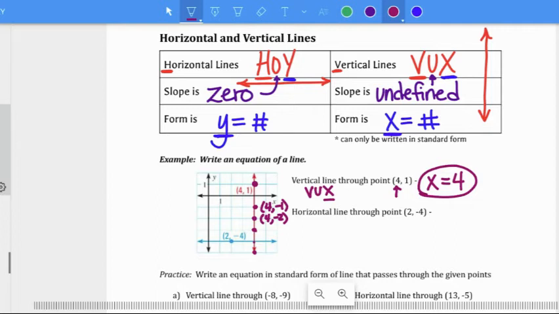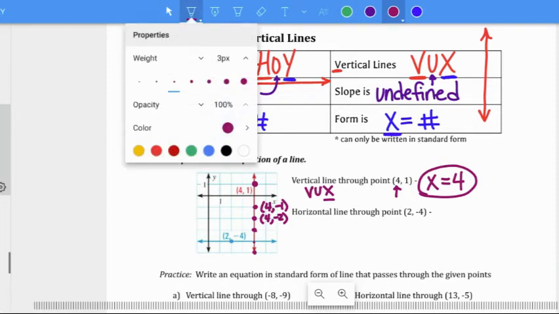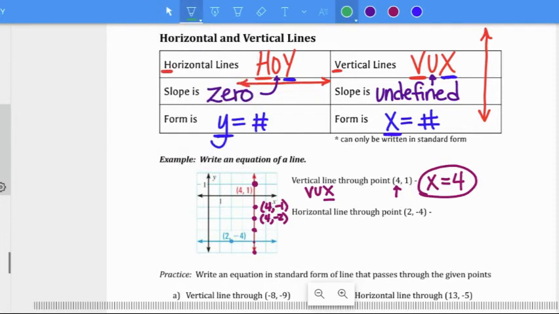Works the same with the horizontal. I need a different color though. We'll go green for the horizontal line through the point (2, -4). Right, so if it's horizontal, think about the y coordinates staying the same. Horizontal being HOI, saying that the y stays constant. Pick out your y coordinate. So y equals -4 in this case. Simple as that.